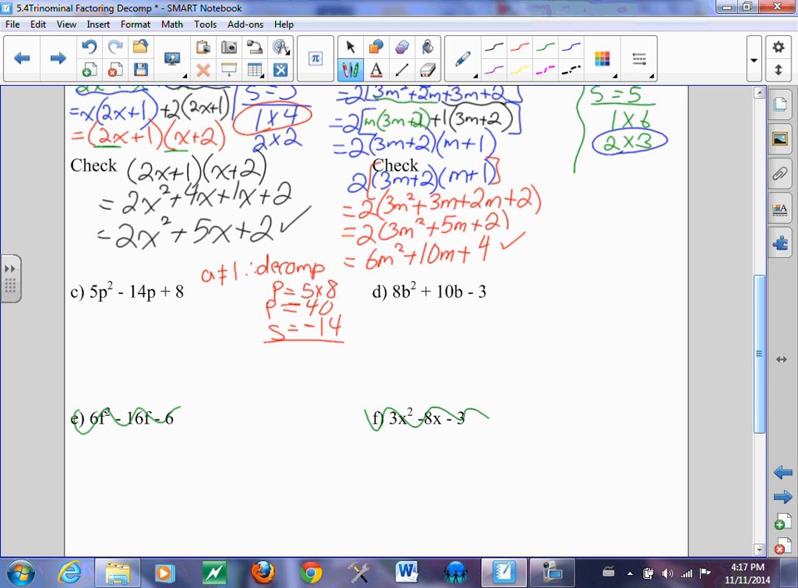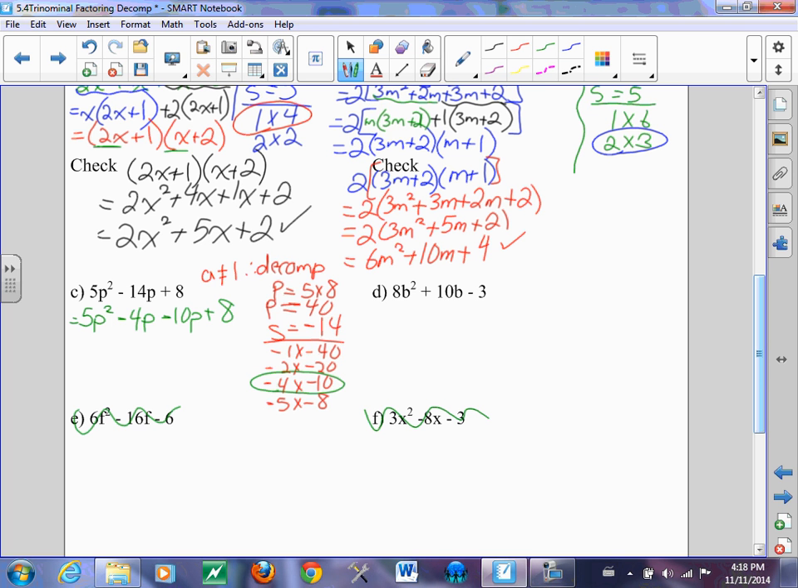Our sum is negative, but our product is positive, that means both need to be negative. So you have negative 1 times negative 40, negative 2 times negative 20, negative 4 times negative 10, and negative 5 times negative 8. Which one of those adds up to negative 14? That's that one. So we write out the first term, split the middle term, so I'm going to go minus 4p and minus 10p plus 8.